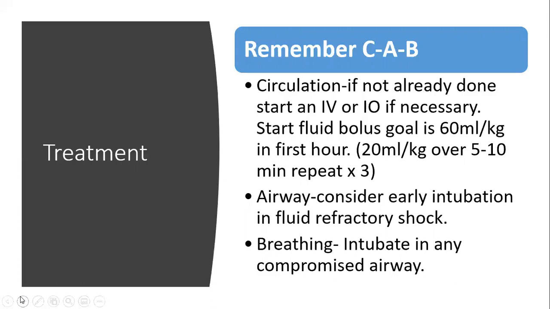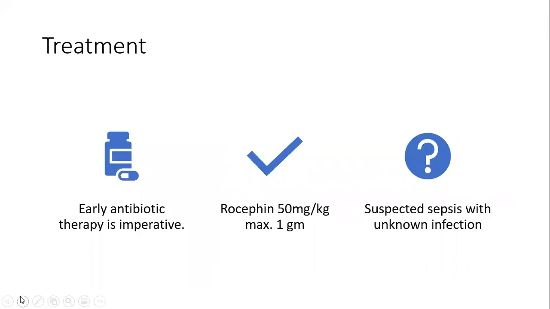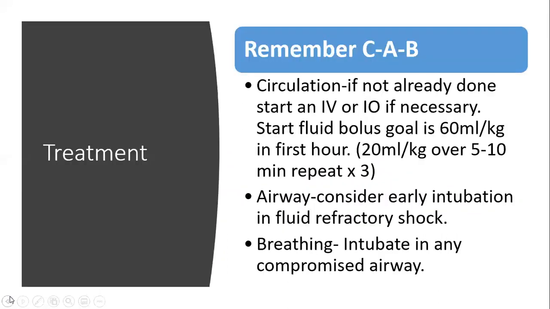Airway considerations: you want to consider early intubation in fluid refractory shock, or breathing. You need to intubate any kid with a compromised airway. Remember that on these little kiddos, infants or neonates with severe sepsis may require early intubation. However, intubation and mechanical ventilation increases the intrathoracic pressure, which reduces venous return and leads to worsening shock. You've got to get the fluids on board and start that fluid resuscitation before you intubate these kiddos.